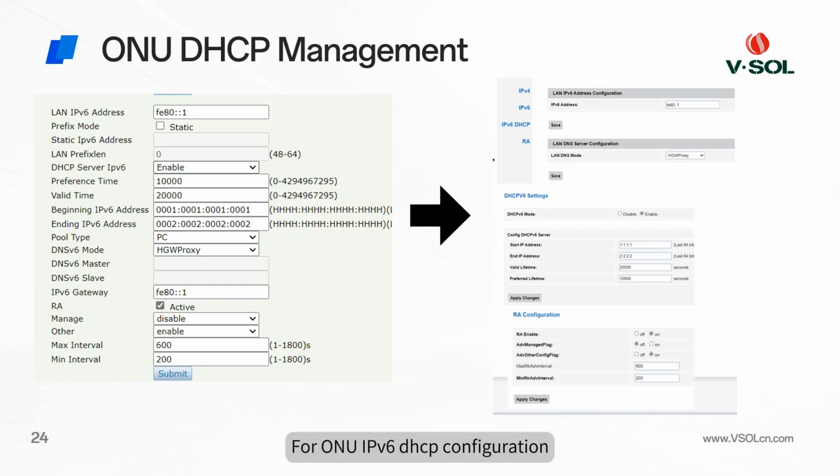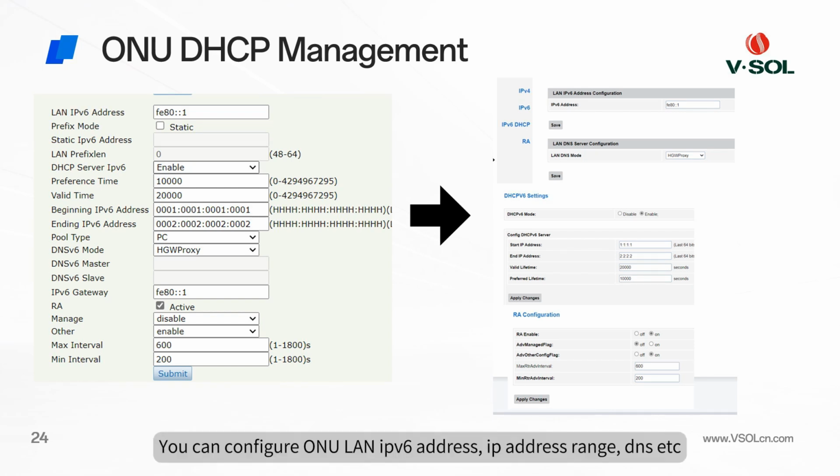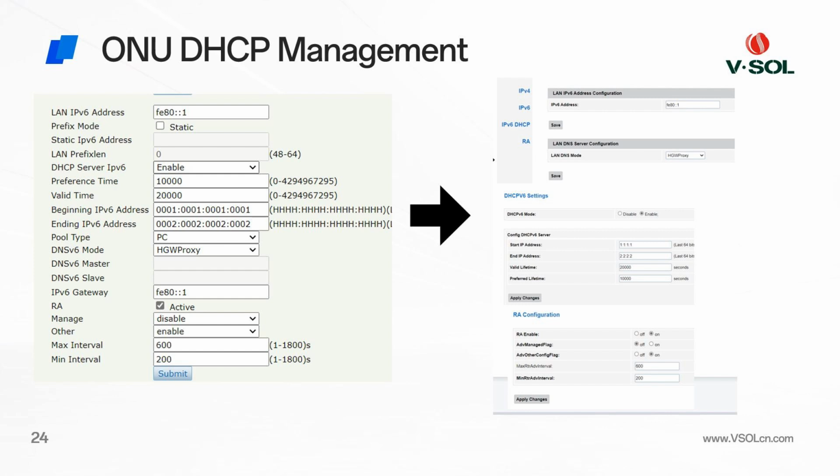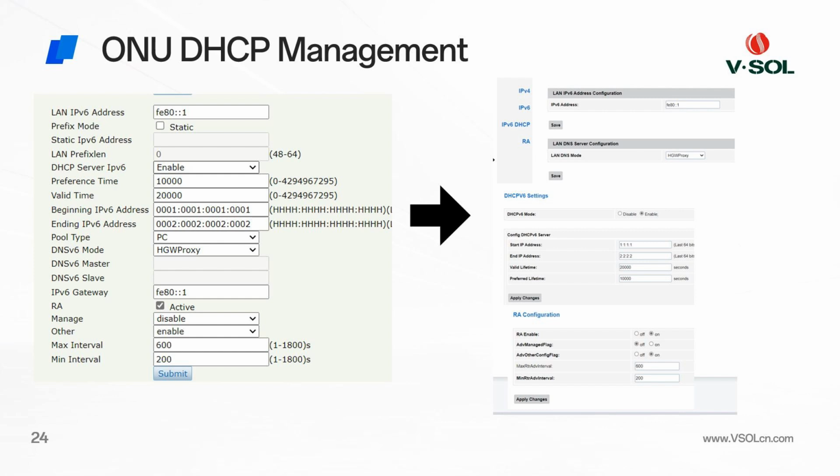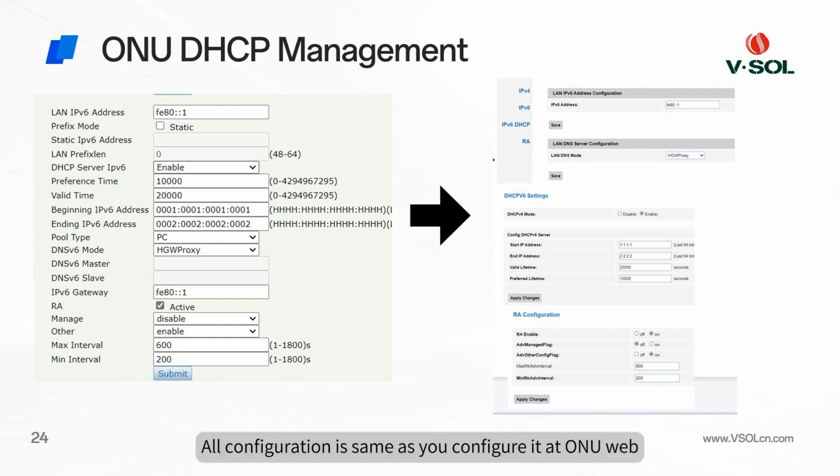For ONU IPv6 DHCP configuration, you can configure the ONU LAN IPv6 address, IP address range, DNS, etc. And you can set the RA flag to control which way the computer uses to get an IPv6 address. All configuration is the same as when you configure it on the ONU web.